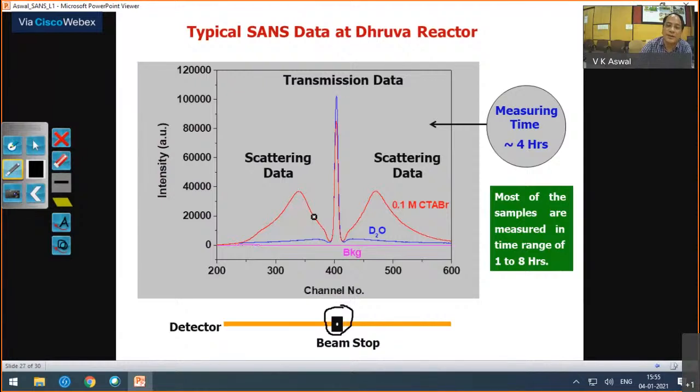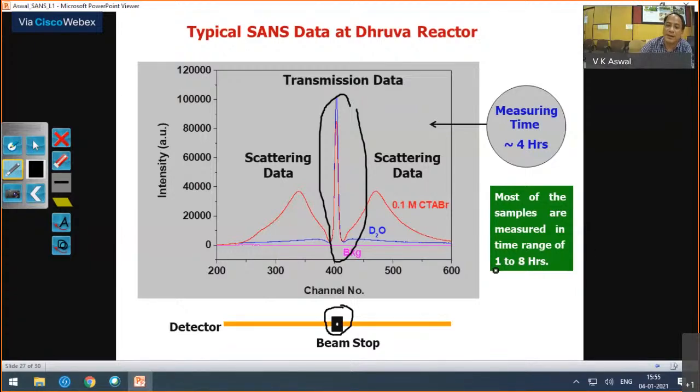So this is your transmission data in the center, and on both sides of the transmission data, you have the scattering patterns. It has to be symmetric for isotropic samples. And what you should know is a typical time. Neutron is a slower technique, so typical time to measure a sample takes about 4 hours. Of course, it will depend on the scattering from your sample.